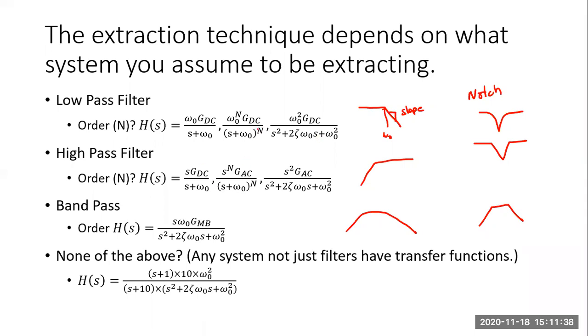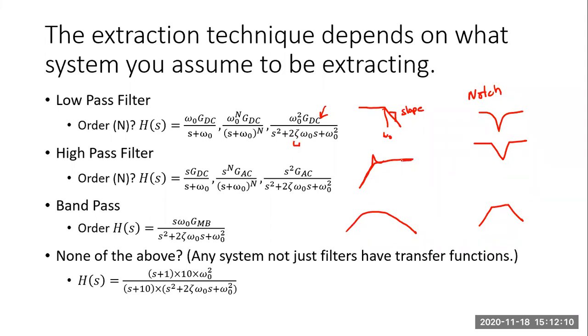Now for these kind of filters where you have a damping ratio, right? If it's greater than one, it's overdamped, two real poles. If it's equal to one, it's repeated. And if it's less than one, it's underdamped. It's one pair of complex poles, right? And what that can do is cause peaking.